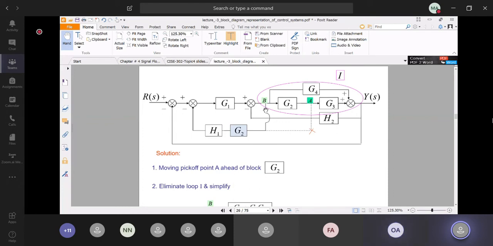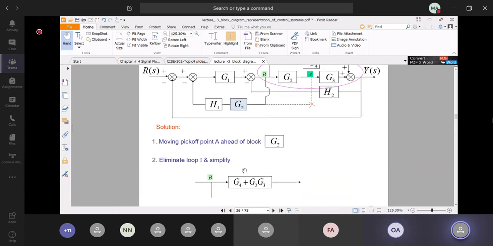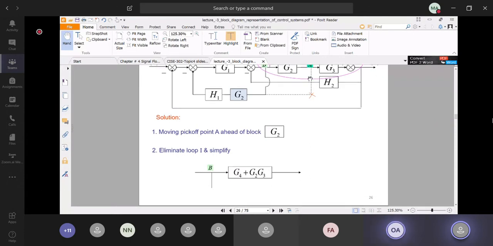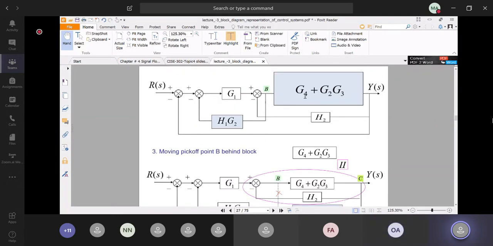Now I have the parallel in this shape. Here I have G2 and G3 in cascade. After that, these two blocks will be in parallel with block G4. So I can replace this with a block G2 multiplied by G3, plus G4. In this case, I eliminate this summation or this loop. So I have something like this now.